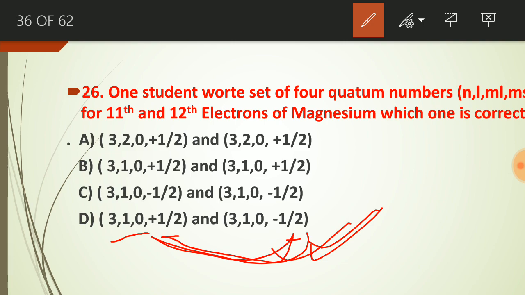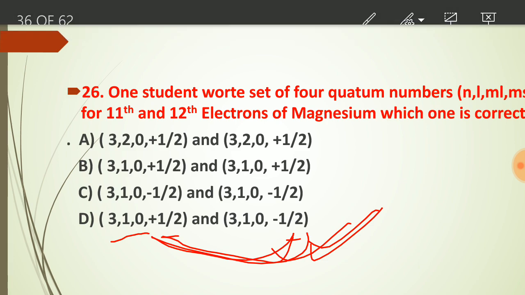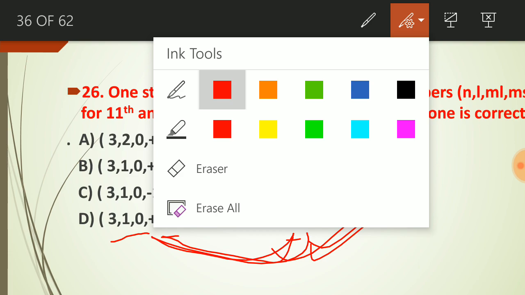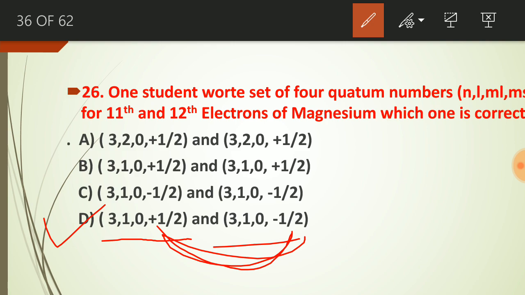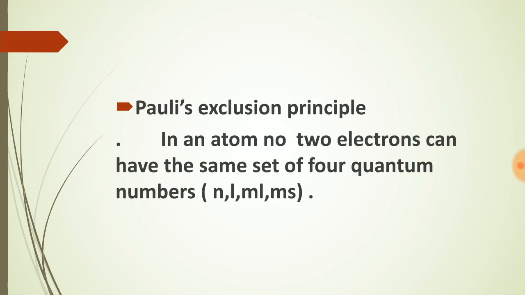In our mobile numbers also, if two persons have the same first nine numbers, but the last number is different, then they are different numbers. But if two persons have the same 10-digit mobile number, then that is not possible. Like that, Pauli says that two electrons cannot have the same set of four quantum numbers. They should be different. If you see option choice D, the last part is different. Because of that, option choice D is the correct answer. All others have the same set of four quantum numbers.